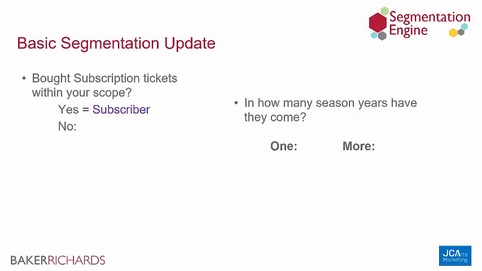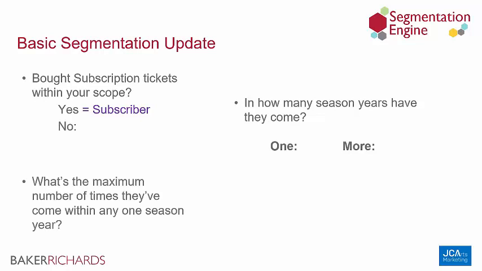First, in how many season years, however you've chosen to define those in the segmentation engine, have they come? Is it one or is it more? And then second question, what is the maximum number of times that they've come within any one season year? And if the answer is once, then if they only came in 1 year, then they are a oncer. If they came in more than 1 year, then they are a oncer in multiple years.